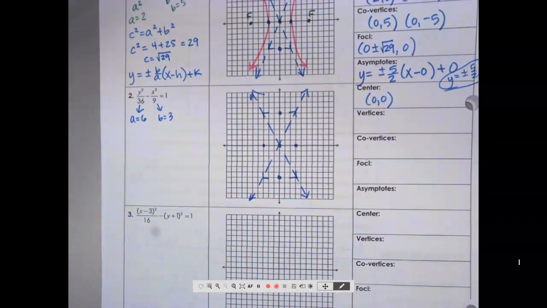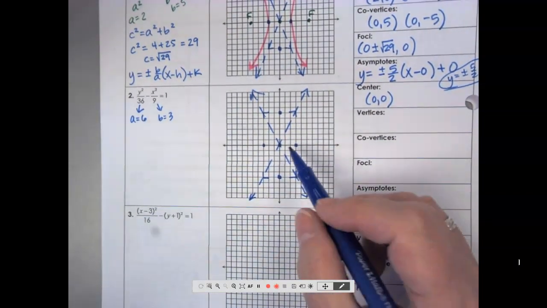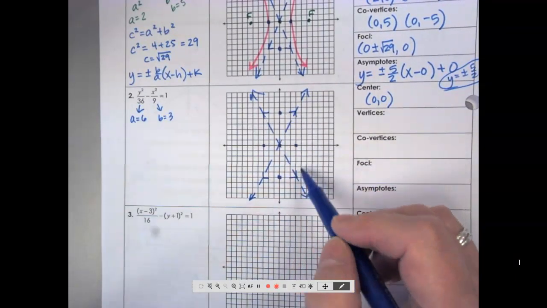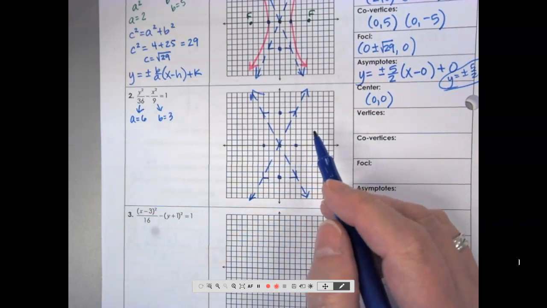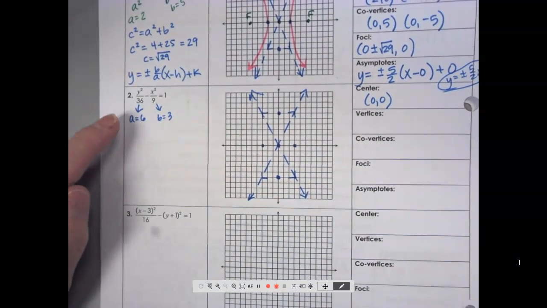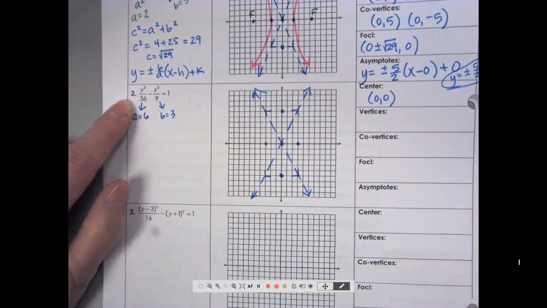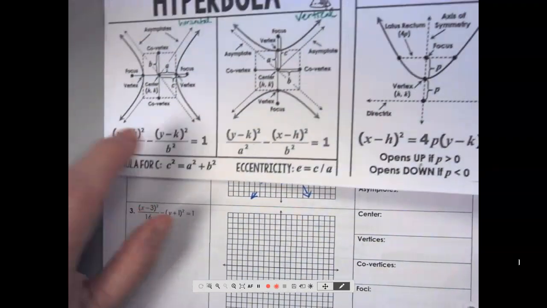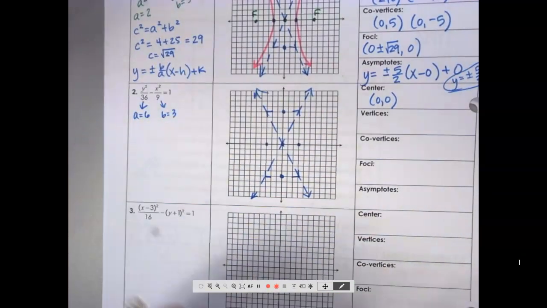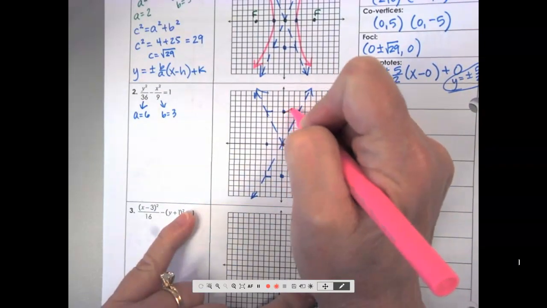Okay, so far, plotted the center, went out A both directions, went out B both directions. That creates a rectangle. Dot the diagonals, those become your asymptotes. Okay, next, is this vertical or horizontal? What's the positive term? Y. If the positive term is Y, then it is vertical. So I will draw the hyperbola starting at this dot, going up.